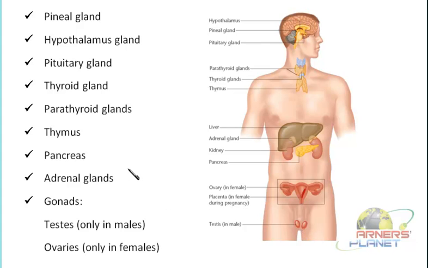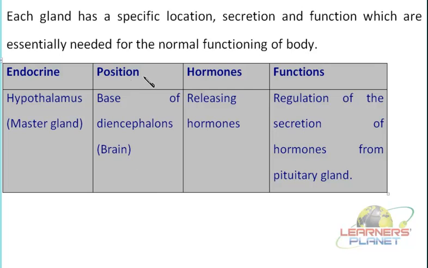So now in today's session we are going to study each and every type of gland as highlighted in this particular diagram. Let us discuss what it is. Each and every gland has a particular location in the body. The secretions are always very specific, and of course each type of hormone secreted has a definite function in the body, and if the normal function has to occur, these hormones are essentially required.